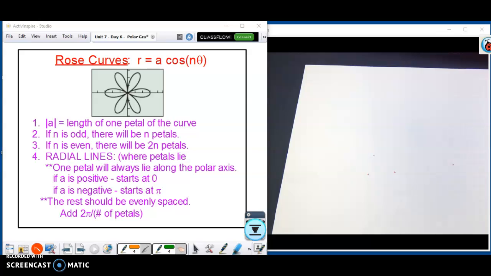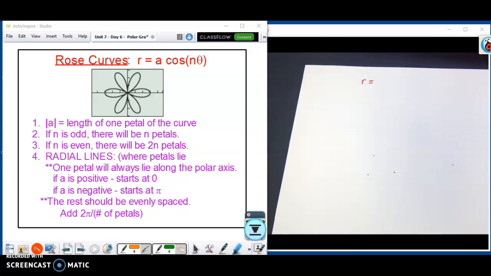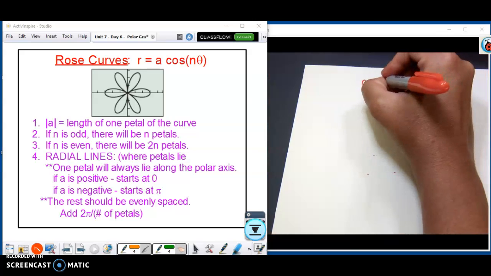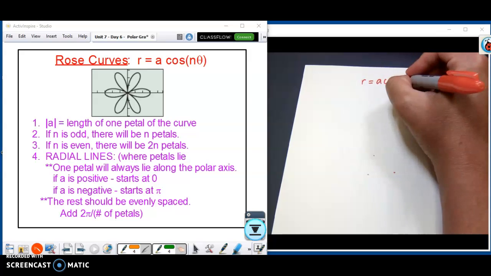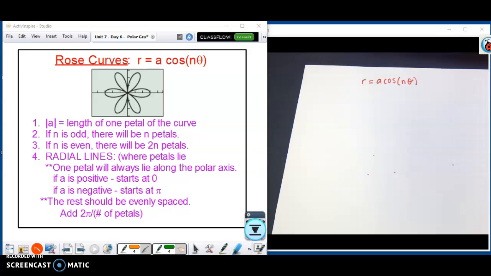Okay, so we're going to tackle our rose curves next. Rose curves are going to look like flowers, so they're kind of fun to draw. Rose curves are going to be in either the form a cosine n theta, or we're going to see a sine n theta. We're just going to focus on the cosine one right now.